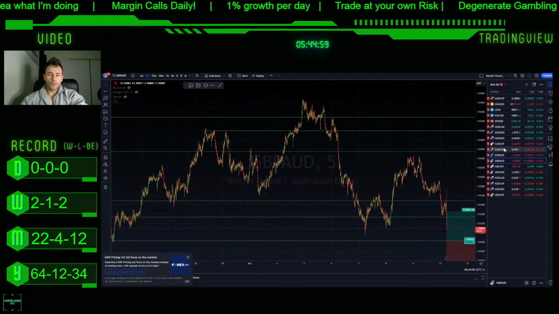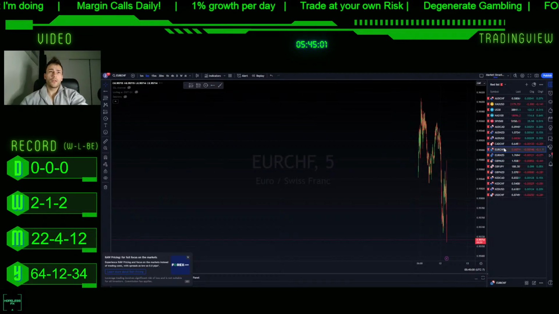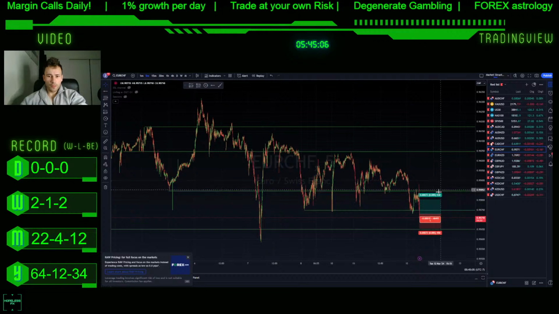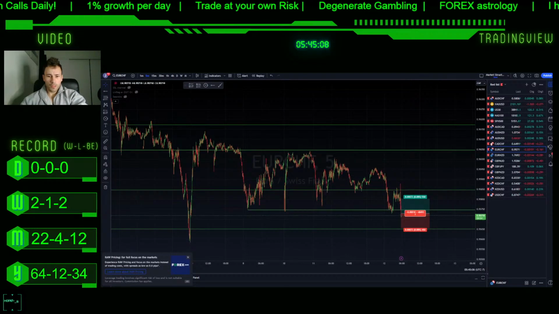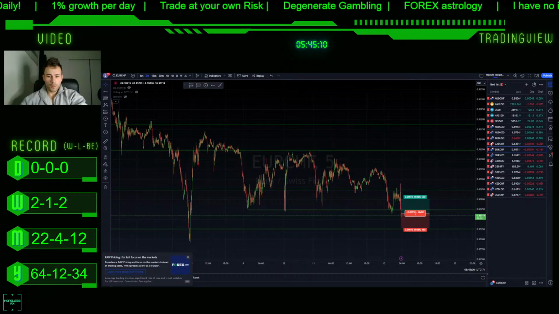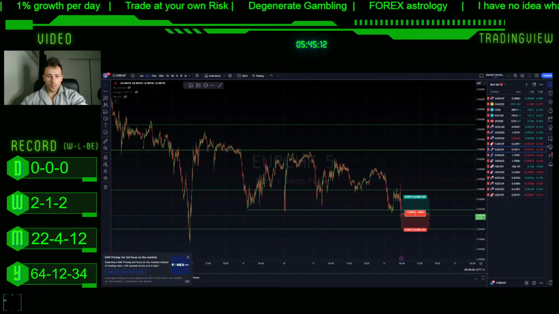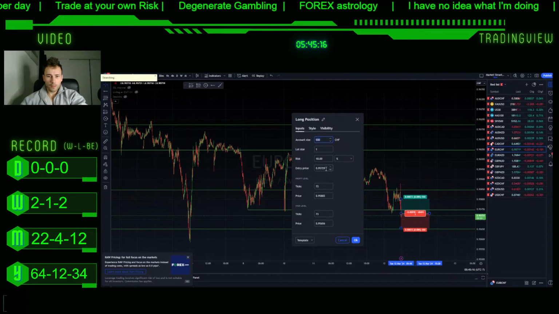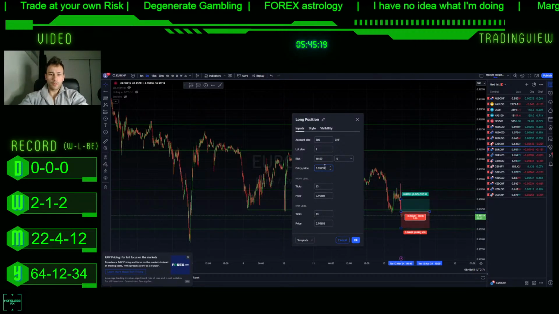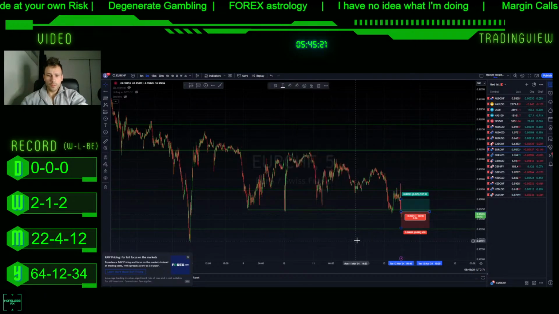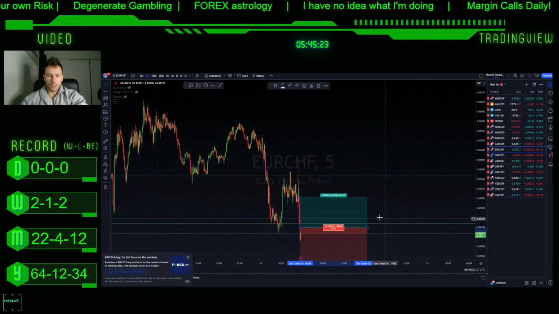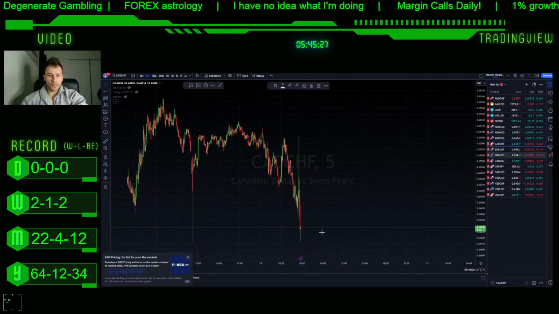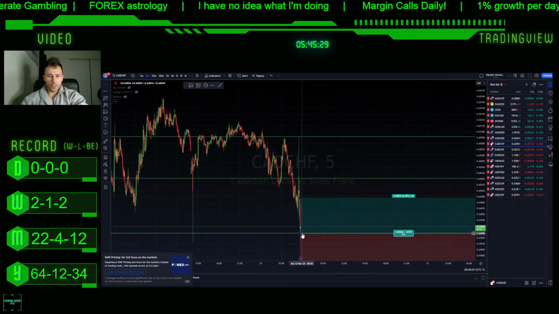Alright, so we got into a trade on EURCHF here. I got into a buy as price is coming down. Our entry is 739. That's good. And then we got into a trade here on CADCHF at about 9:30, so here.